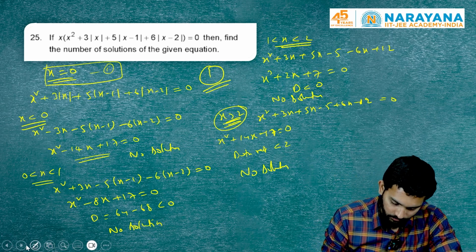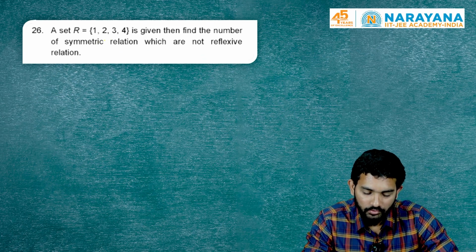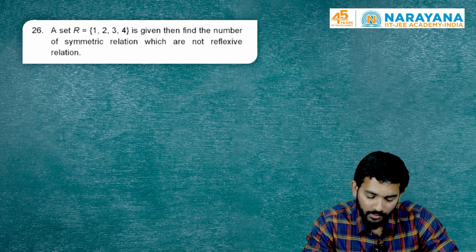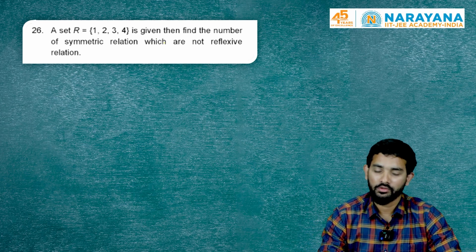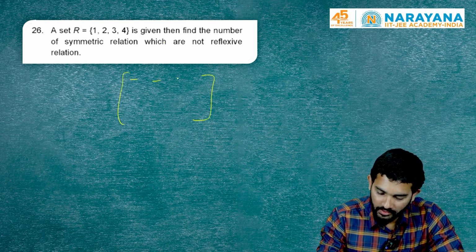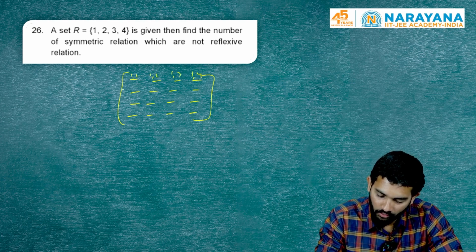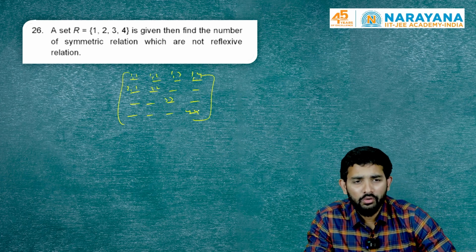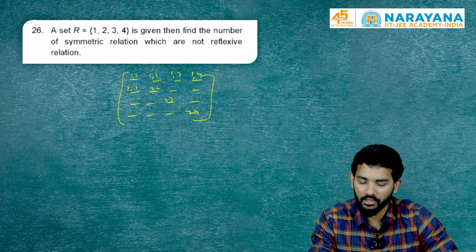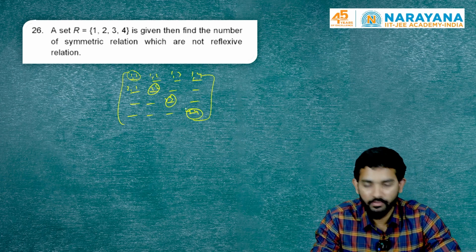So let us go to the next question. A set R is equal to set of 1, 2, 3, 4 is given, then find the number of symmetric relations which are not reflexive relation. So if I am taking 4 things, let us assume a 4 by 4 matrix. This will be 1 1, this will be 1 2, 1 3, 1 4, similarly 2 1, 2 2, 3 3, 4 4. So if you want just symmetric relations, then I can take these diagonal elements or I may not take the diagonal elements, right?